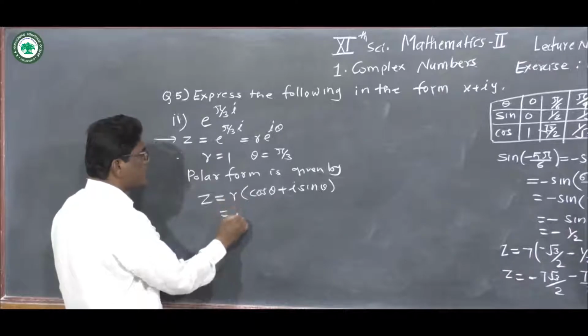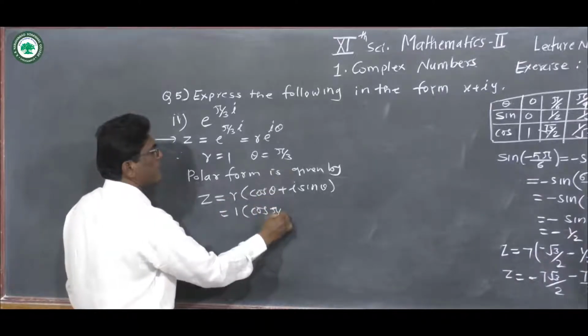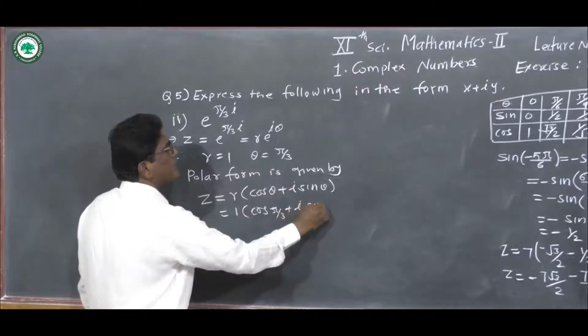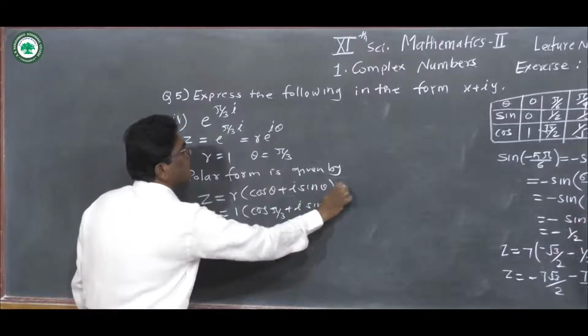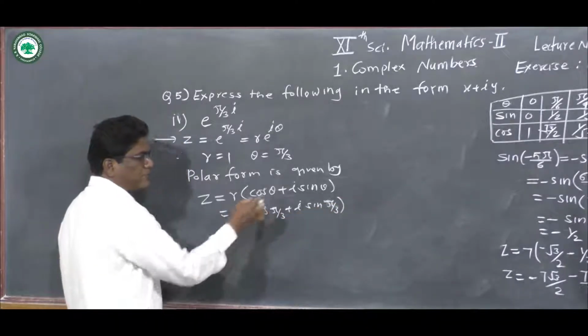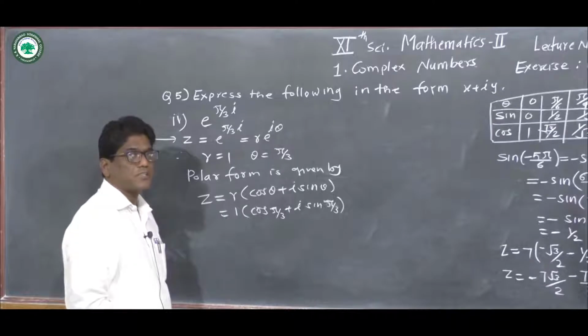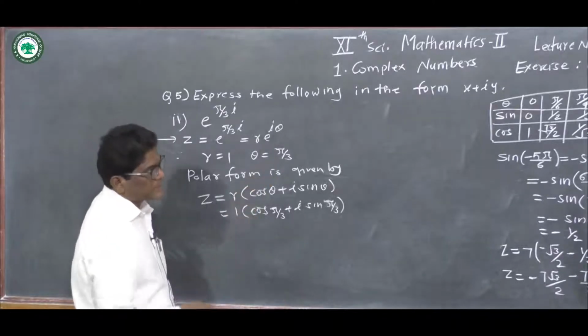So we get r is 1 and cos of theta is cos of pi by 3 plus i into sin of theta, here also pi by 3. And now put the value of cos of pi by 3 and sin of pi by 3. Pi by 3 is the standard angle, that is 60 degrees. In the table it is present.